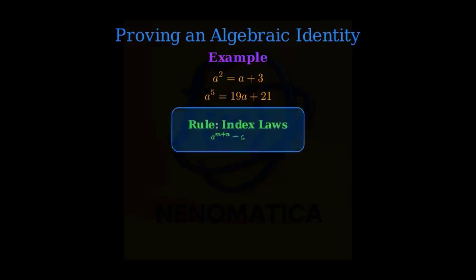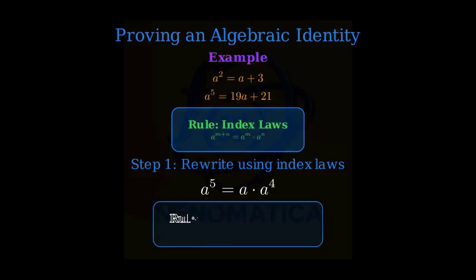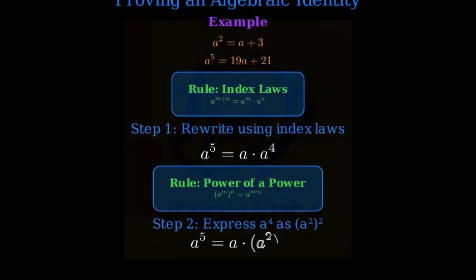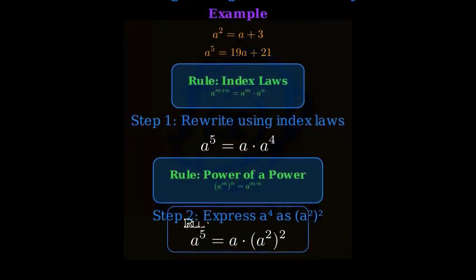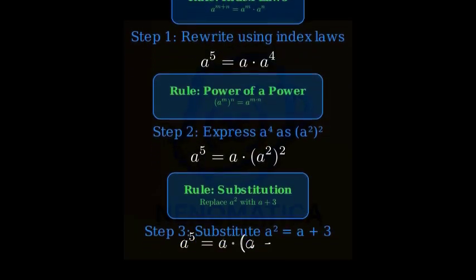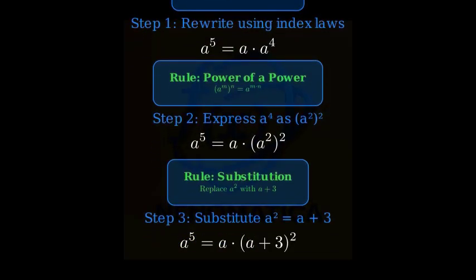First, we'll rewrite a to the fifth power as a times a to the fourth power. Next, we can express a to the fourth power as a squared squared. This will let us use our given equation. Now we can substitute our given equation. Since we know that a squared equals a plus 3, we can replace a squared in our expression.